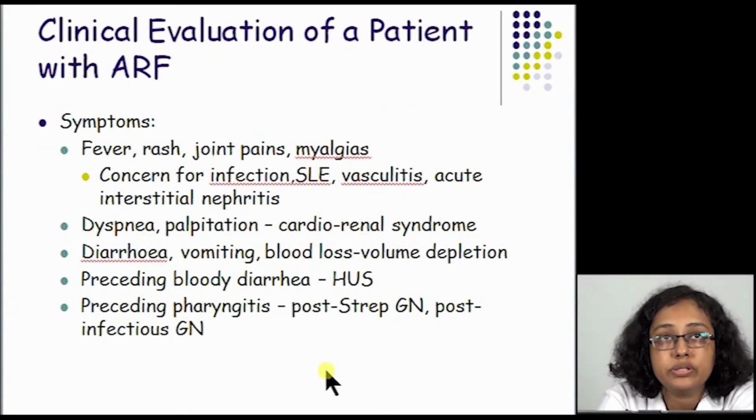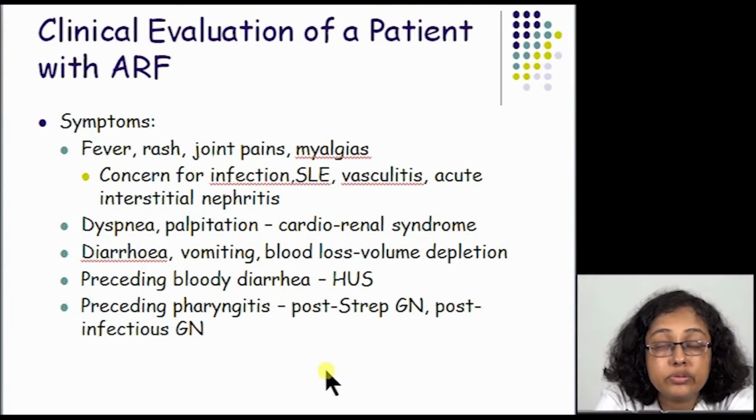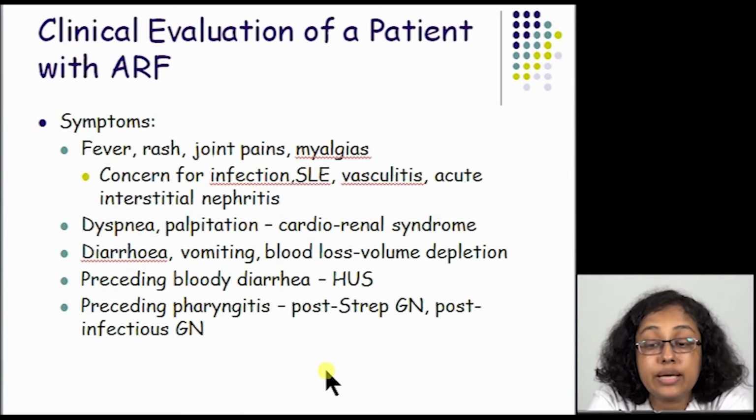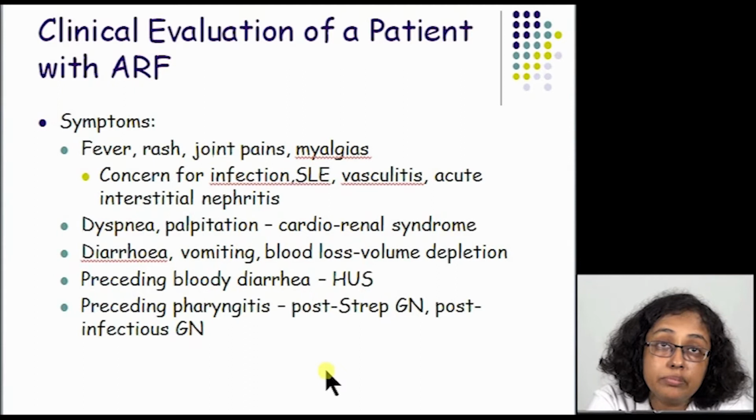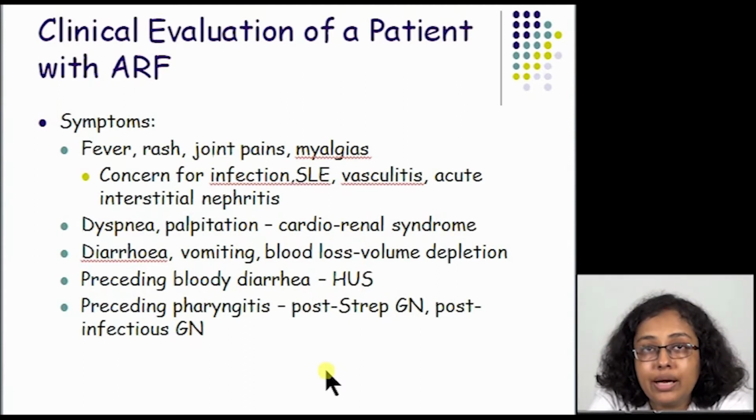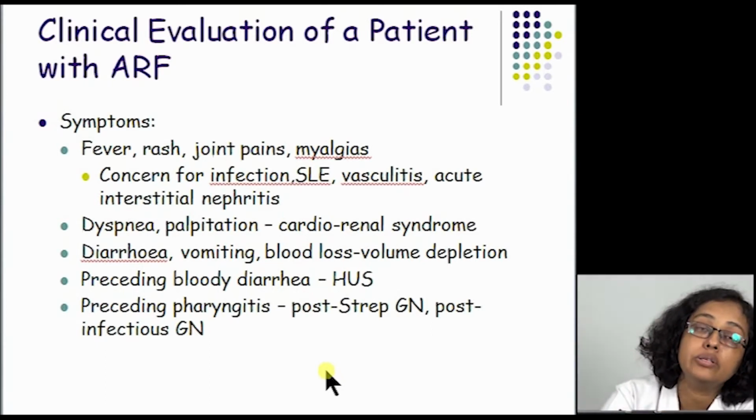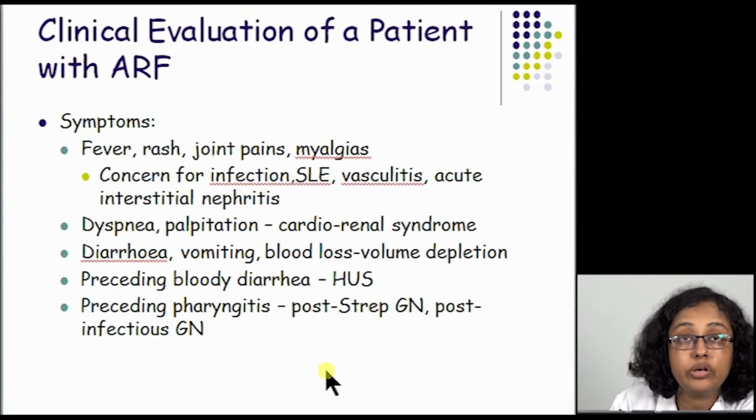Sometimes the symptoms that the patient presents with may suggest the cause, like if a patient has fever, joint pains, and rash. This could suggest an autoimmune disease like lupus, which could have a multisystemic involvement, including the kidneys, and may present with acute renal failure. Sometimes patients with idiopathic acute interstitial nephritis may come with a fever and a rash. If a patient has breathlessness and palpitation along with a decline in urine output, it could be suggestive of a cardiorenal syndrome. Of course, the patient could give a history of diarrhea or vomiting. A preceding bloody diarrhea, especially in children, could suggest a hemolytic uremic syndrome. There could be a preceding history of pharyngitis, sore throat, which could suggest post-infectious glomerular disease.